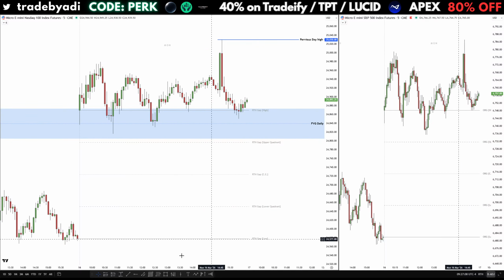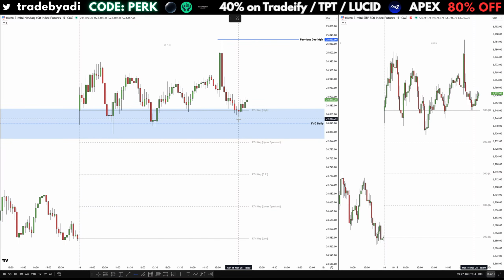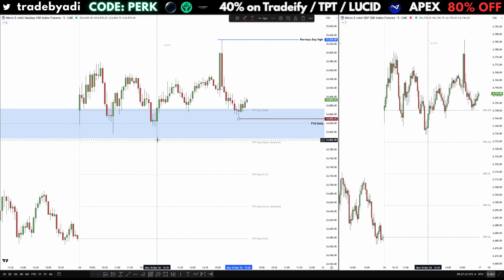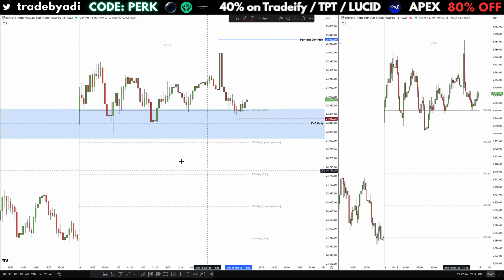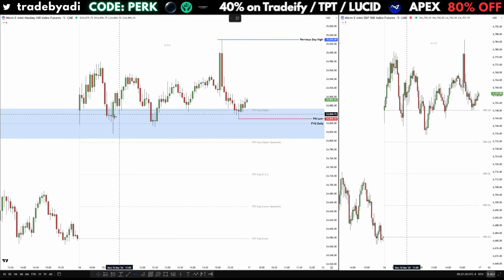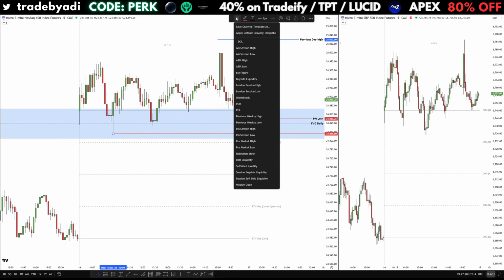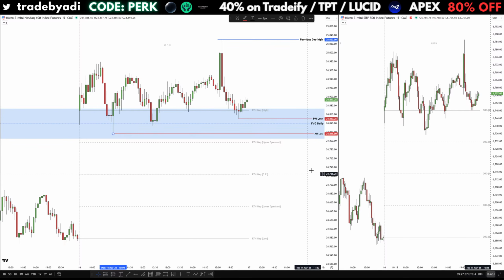So we will also mark down yesterday's PM session low. This is yesterday's PM session low, and also we have an AM session low over here. If you check yesterday's AM session low, we have not filled this gap. So this is the volume imbalance also. There has been no trading in the RTH chart. So this can be the highest draw on liquidity, the AM session low.